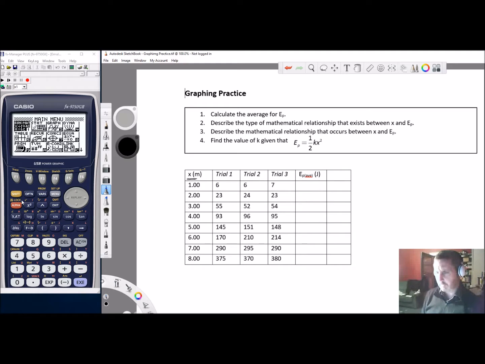So the very first step I'm going to do with my graphics calculator is calculate the average of my trials. Calculating the averages should be a straightforward task here. I'm just going to put in the 3 trials and execute, get an answer and divide by the number of trials we had, and there we go. Answer there of 6.3.